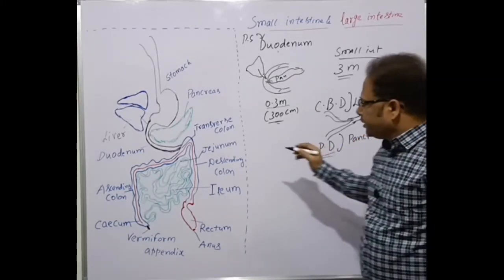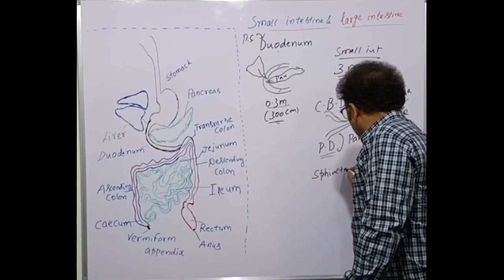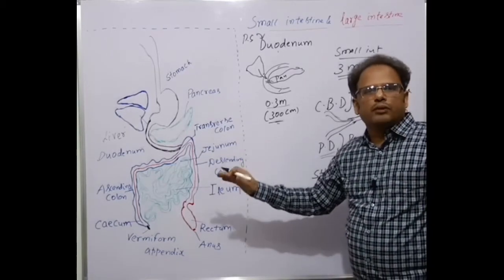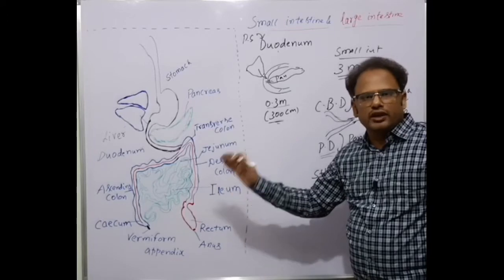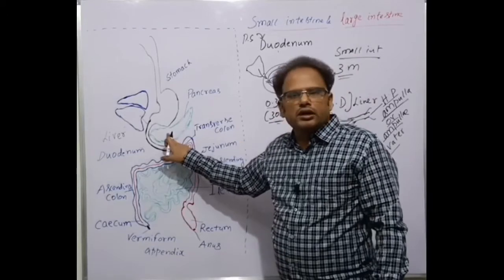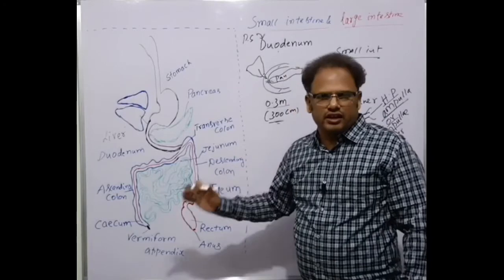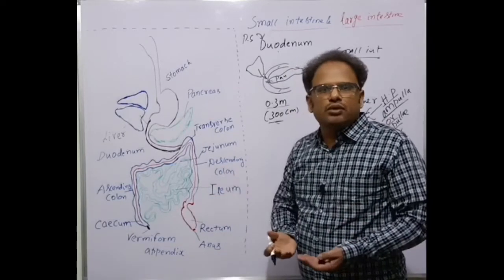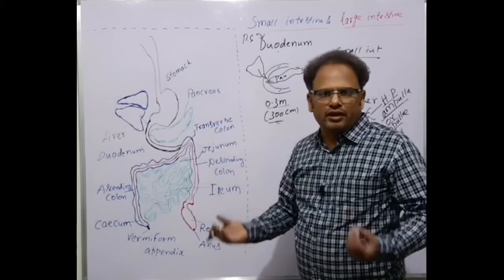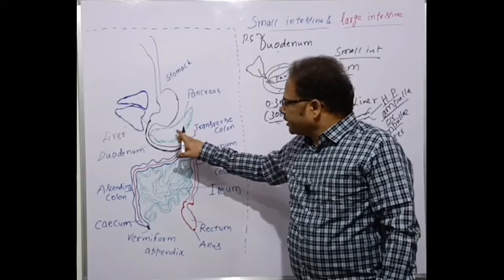This ampulla of Vater is guarded by a sphincter muscle called the sphincter of Oddi. It's a sphincter which regulates the flow of the bile juice and pancreatic juice into the duodenum. And the duodenum also contains intestinal glands which release the intestinal juice called succus entericus. So the duodenum receives three juices: the bile juice from the liver, the pancreatic juice from the pancreas, and the intestinal juice from the intestinal glands. So it's a cocktail of three juices.